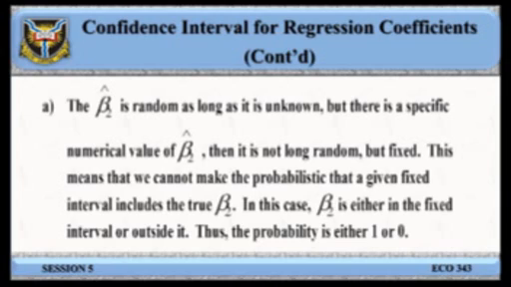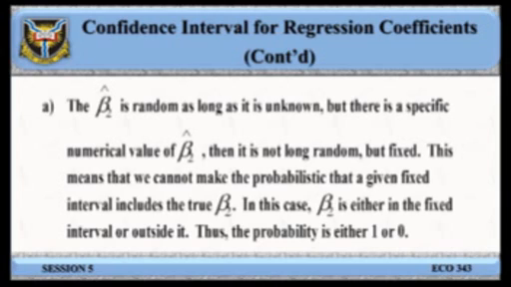D, the beta 2 estimator is random as long as it is unknown, but once there is a specific numerical value of the beta 2 estimator, it is then no longer random but fixed. This means that we cannot make the probabilistic statement that a given fixed interval includes the true beta 2. In this case, beta 2 is either in the fixed interval or outside it. Thus, the probability is either 1 or 0.